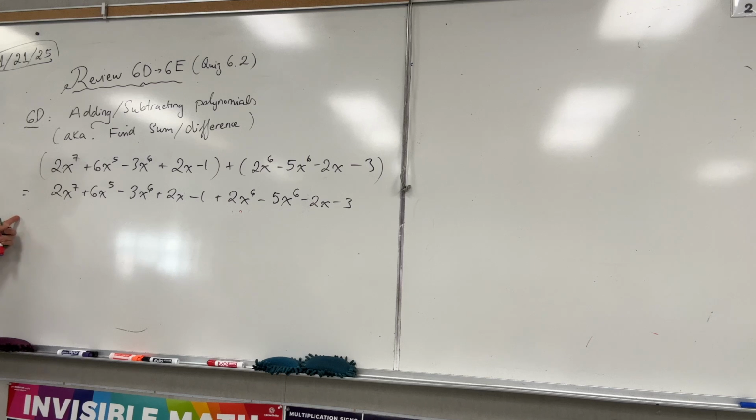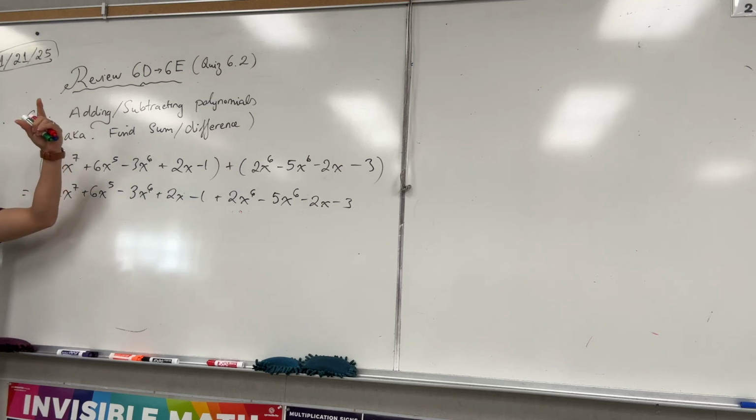So after you write this is where the standard form comes from. In order to get the standard form, can someone remind me what the standard form is? So what is the order? Biggest to lowest. Right. So the highest goes first, and then the powers are arranged in decreasing order.